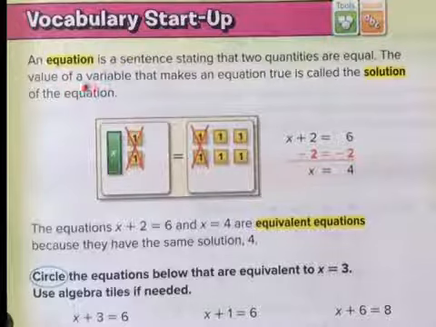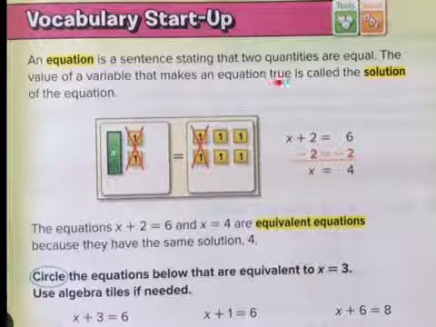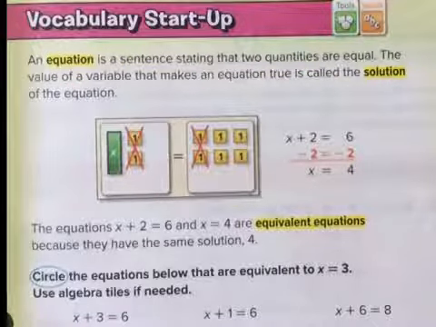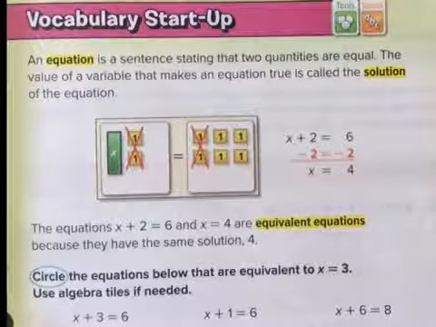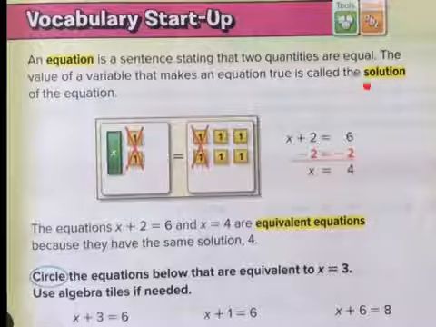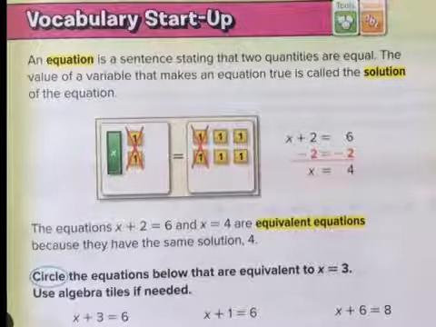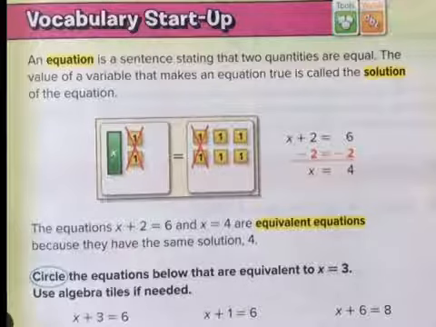The value of a variable that makes an equation true is called the solution of the equation. So if we can replace a variable, a number that we don't know, with a number that makes the equation true, that makes it valid, we call it the solution.